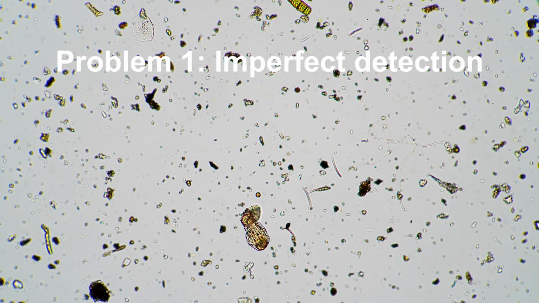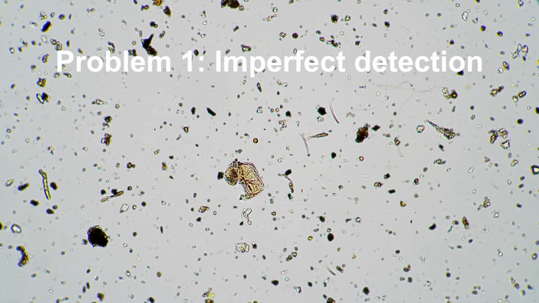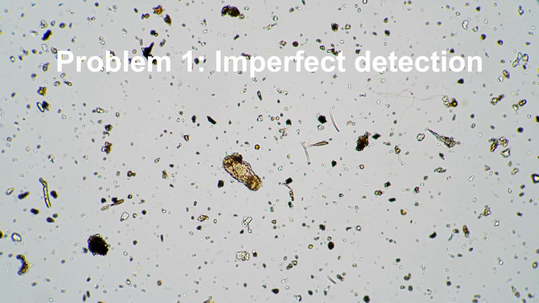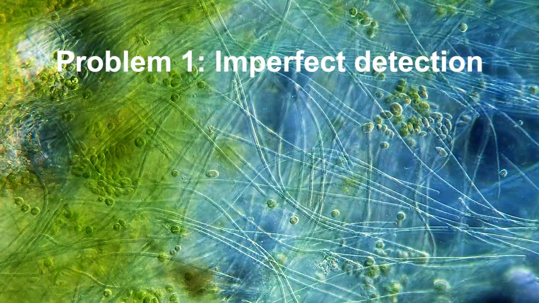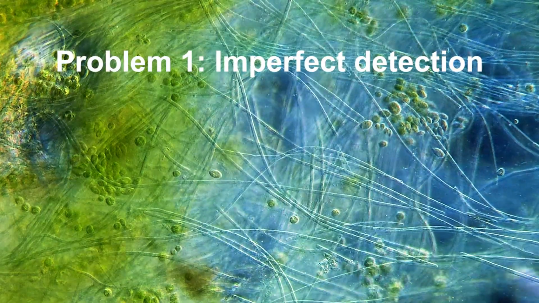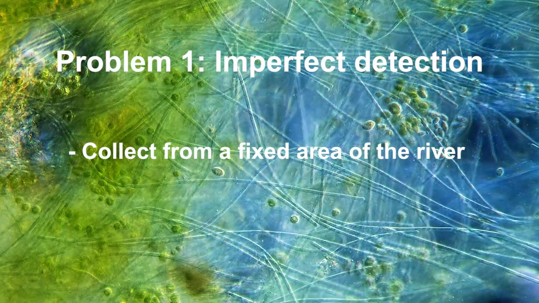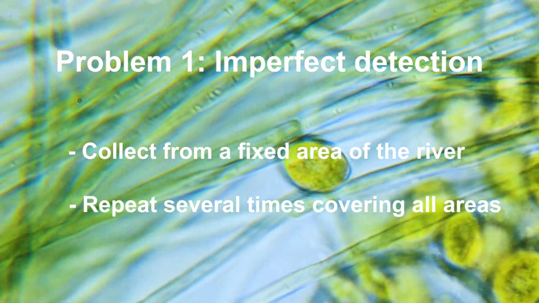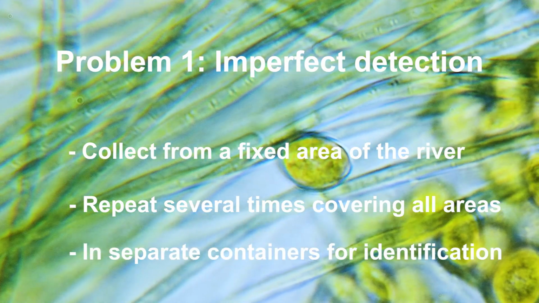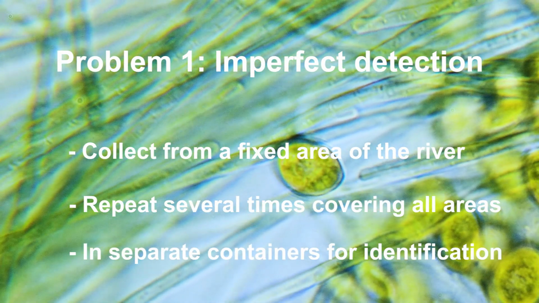Because we only get a single sample of organisms from an unquantified area of the riverbed, we cannot say how many individuals of each species live in a given area of the river. This conventional way of collecting invertebrates also limits the amount of information we have to estimate the probability that a species was missed or incorrectly identified. To improve the quality of the information we get from monitoring, we need to do 3 things: collect organisms from a fixed area of the river, repeat this several times covering all areas representative of the river habitat, and take each repeat sample back to the lab in a separate container for identification.